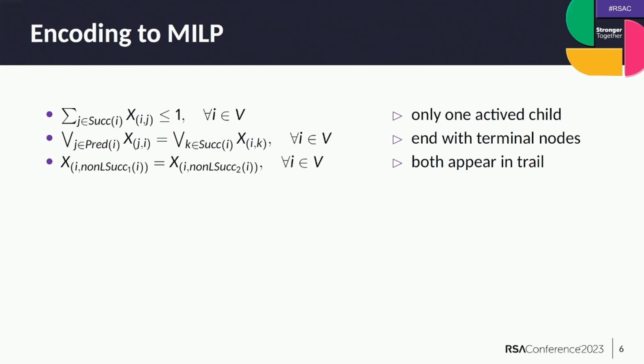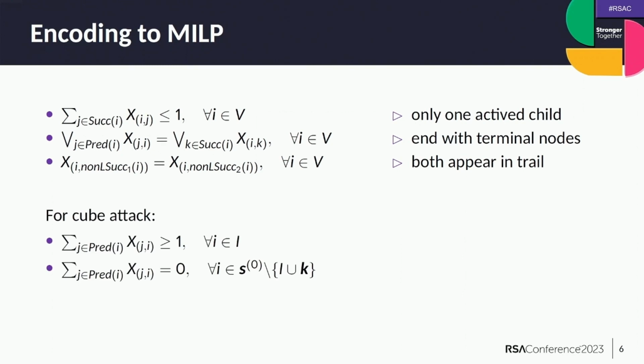However, in the cube attack, the attacker only needs to recover the superpoly. Therefore, we need to add two additional constraints. Each leaf node in I must be activated, and the leaf node outside of I and K cannot be activated.